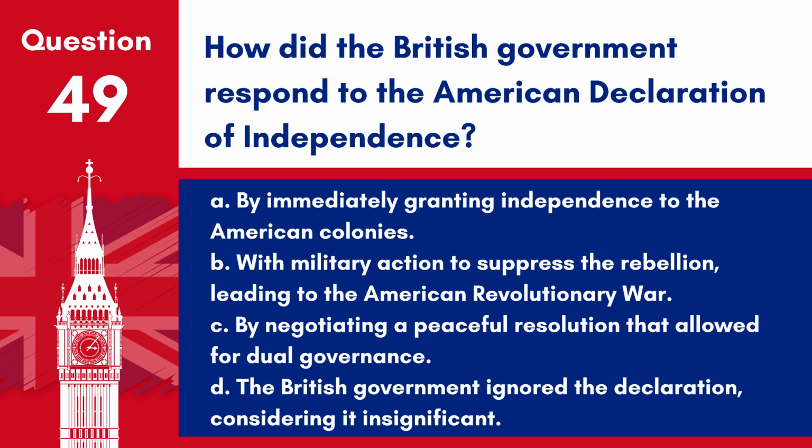Question 49. How did the British government respond to the American Declaration of Independence? A. By immediately granting independence to the American colonies. B. With military action to suppress the rebellion, leading to the American Revolutionary War. C. By negotiating a peaceful resolution that allowed for dual governance. D. The British government ignored the declaration, considering it insignificant.